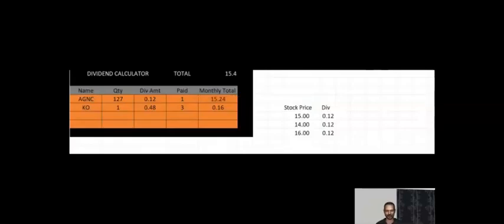So for this example, we're just going to do a market order, and we're going to buy 1 share of Coke. And we can now see Coke has been added to our list of stocks, and we have a quantity of 1 with the 48-cent dividend. This is paid out every 3 months. So that averages 16 cents a month. Take 16 times 3, 48 cents.